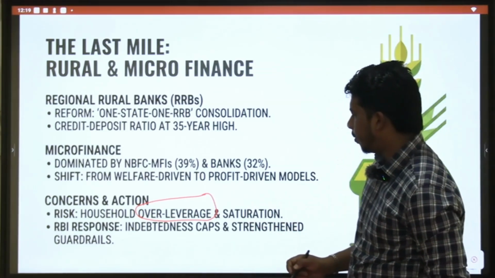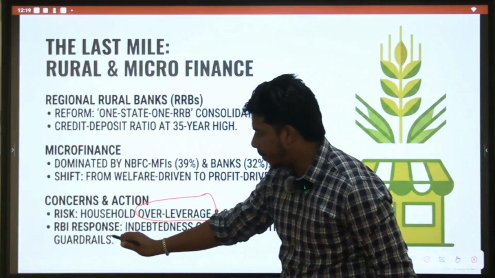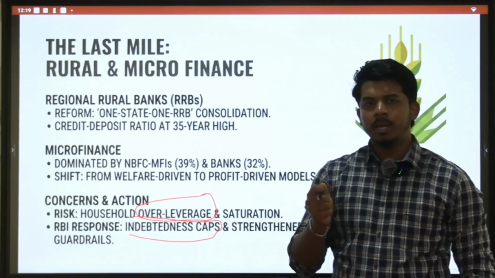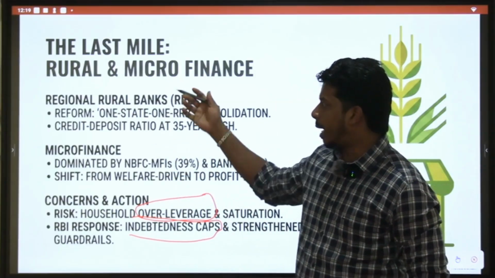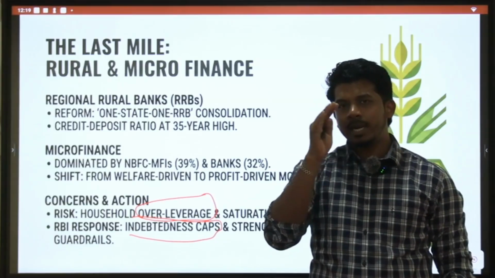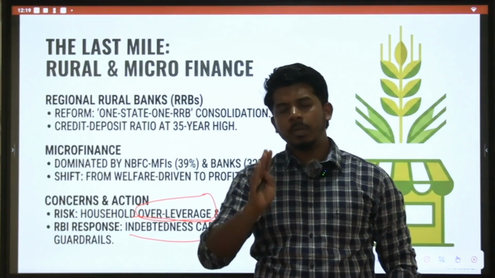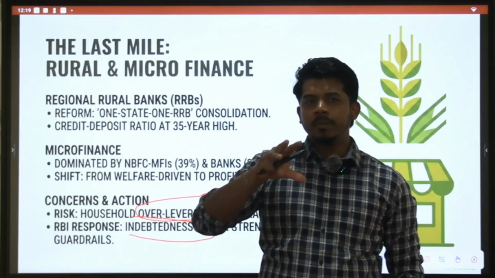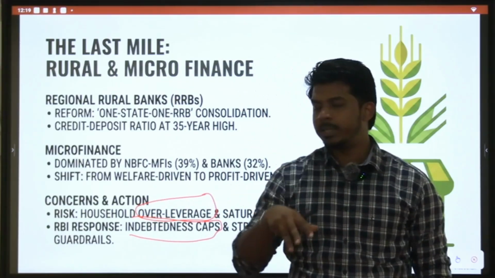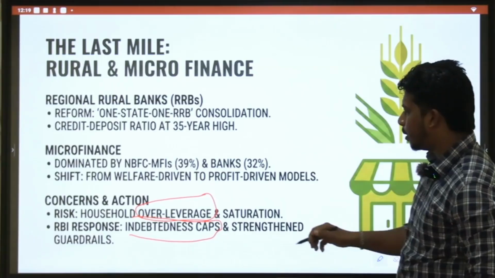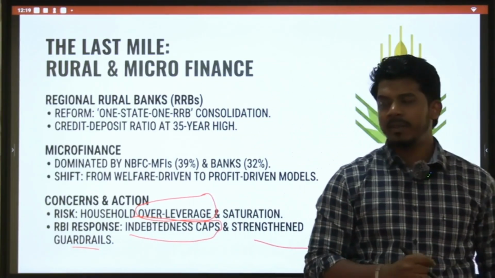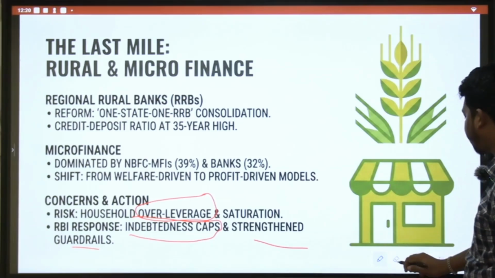So it is one concern. So what is RBI doing? RBI is putting indebtedness caps. Indebtedness caps means how much amount these RRBs can give. There is a cap limit. You cannot give a loan with an EMI of more than 10,000 to a person who is earning 50,000. So there are some limits RBI is putting, and it is strengthening some guidelines, self-regulating guidelines, etc.